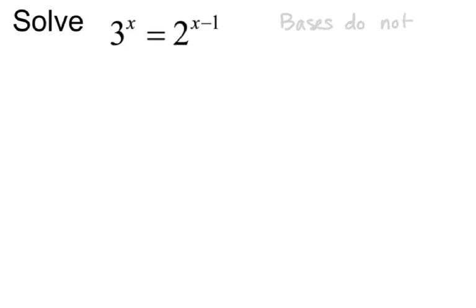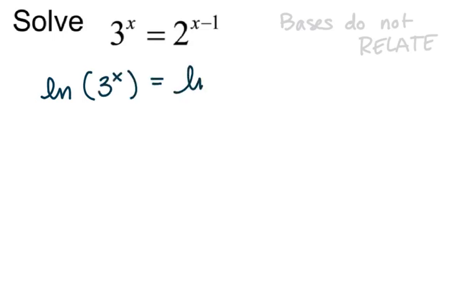And if the bases do not relate, then we can take the log of both sides. Common log or natural log will both work. We just want to choose the path of least resistance. I don't have an e, so that doesn't mean I should use natural log. I don't have a base 10, so I don't really need to use common log. Personally, I prefer to write ln because it's less strokes. I don't have to lift my pencil as much. So I'm going to take the natural log of both sides. I've got the natural log of 3 to the x equals the natural log of 2 to the x minus 1.